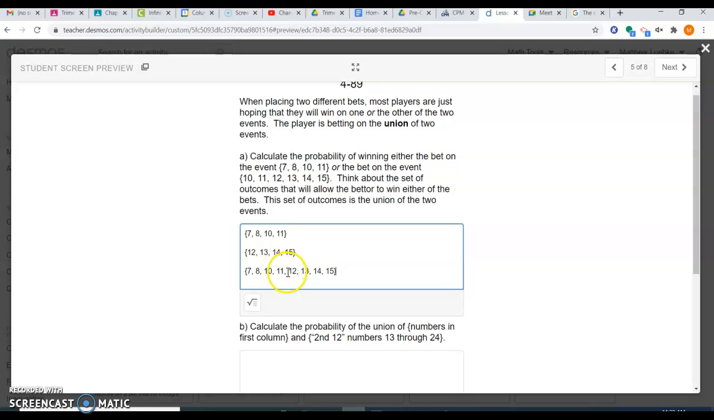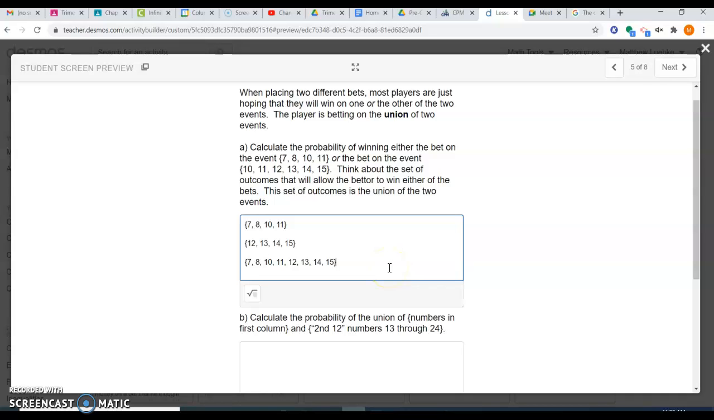So it's pretty much just the list of the numbers. I take out the ones that repeat, so I don't use 10 twice. I don't use 11 twice. I just list all the possible ones that would win the game for me.